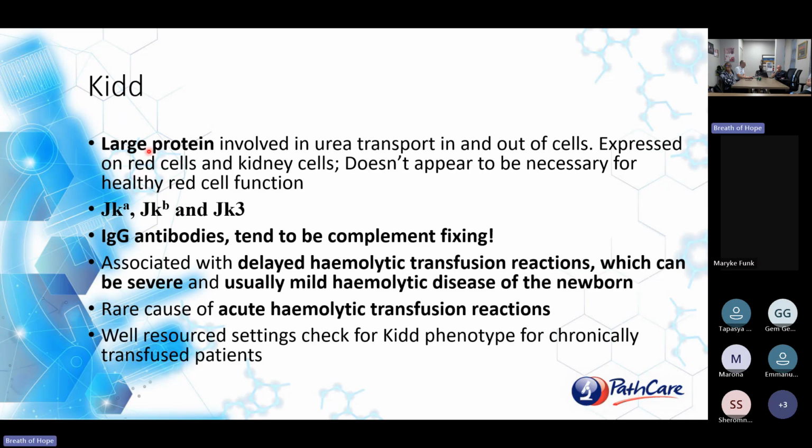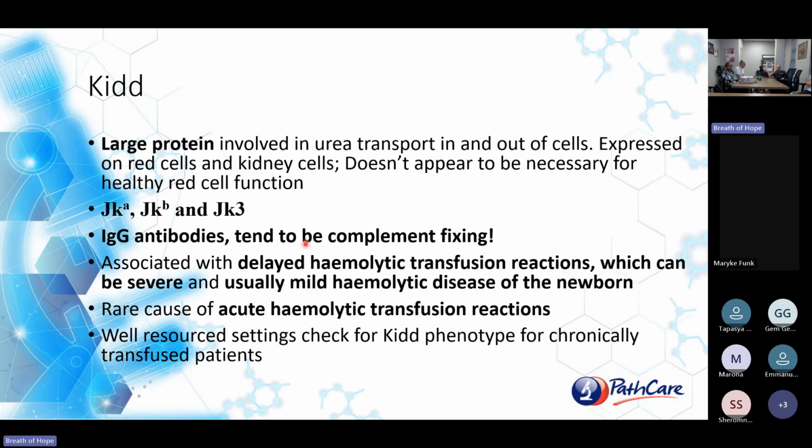Next blood group is KID, which is a large protein. It's involved in urea transport in and out of cells. It's expressed on red cells and kidney cells. It doesn't seem to be necessary for the red cell function. So you do get KID null patients, and there's no overt effect on their health. They make IgG antibodies, but unusually these IgG antibodies can fix complement. So it's a subset of IgG that fixes complement, just like IgM.